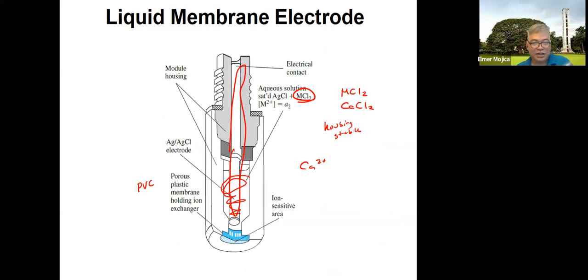Saan ang application ng calcium electrode? Anyone? Who there? Uy. Anong application? Hardness? Are you going to spend money just to determine the hardness of water?